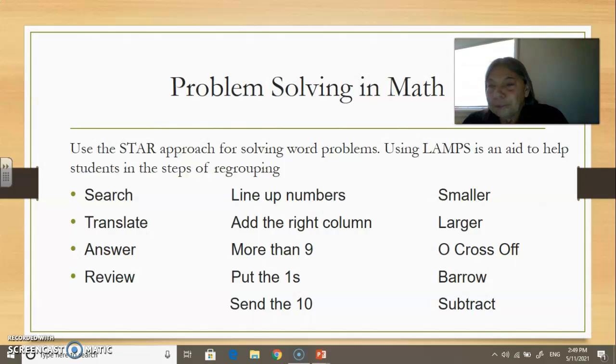A lot of students have trouble with that. And these kind of help keep them on track with that. And I use several of these in my classroom to help students learn. Like this one right here, small, larger, cross off, borrow, subtract. I use that one a lot in division.